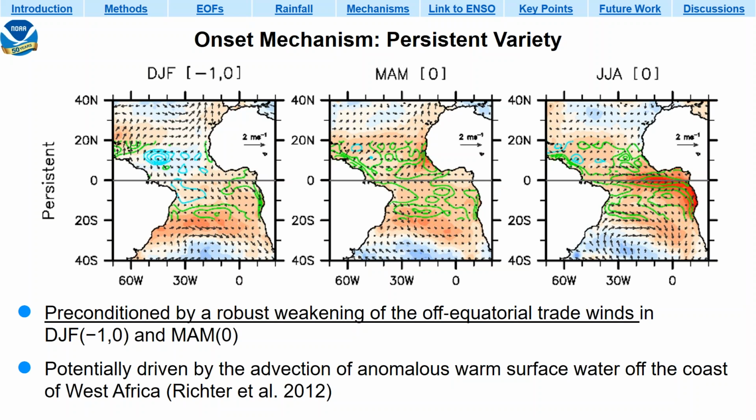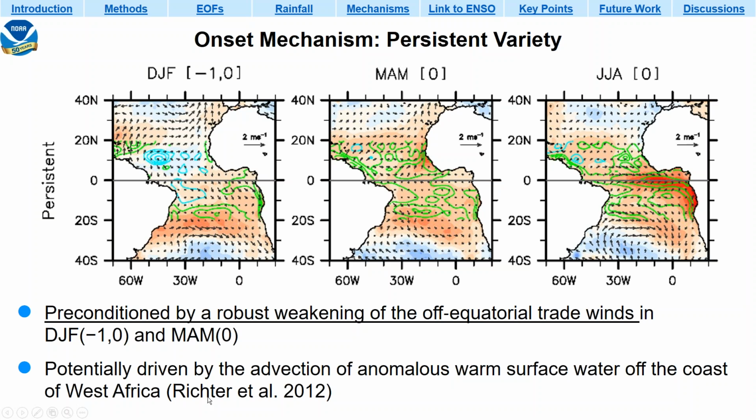And additionally, due to this southwesterly wind anomaly, there is anomalous coastal downwelling off the coast of West Africa, and that seems to create an accumulation of the warm water volume. And I think in some literature they call this Dakar Niño also.